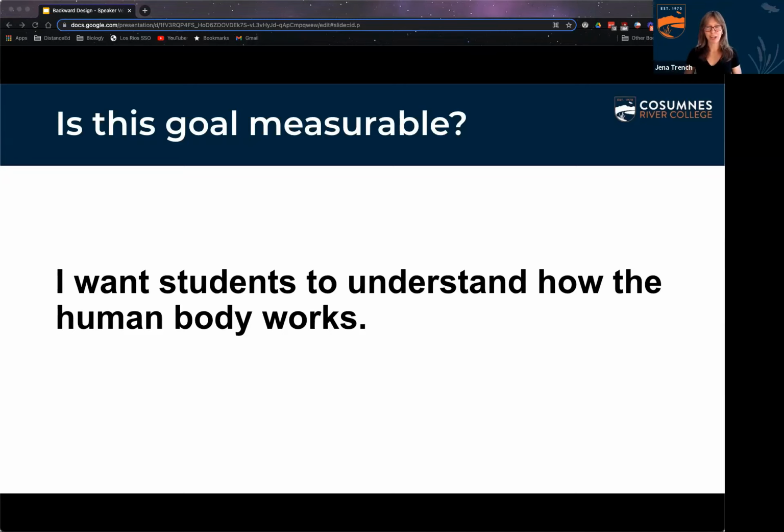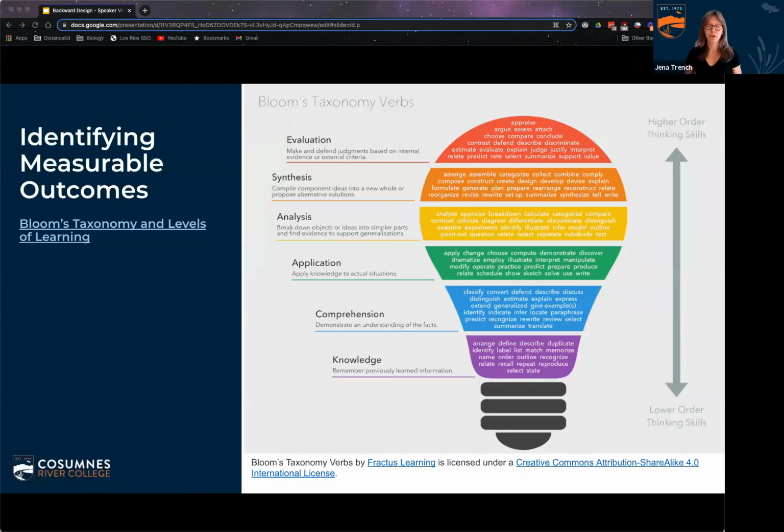Yep, I see some handshaking. Right, so this goal doesn't have any measurable outcomes. It doesn't identify how students will know if they're learning and how I will check to see if they're learning. So one of the first steps to backward design, and really any kind of assessment design, is to think about the measurable outcomes. These are also referred to as the action verbs associated with Bloom's taxonomy.